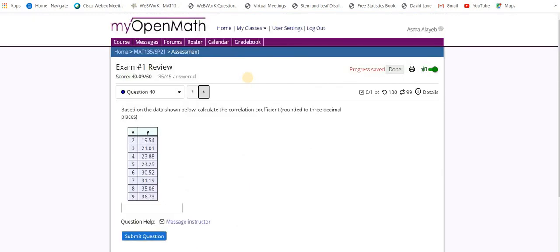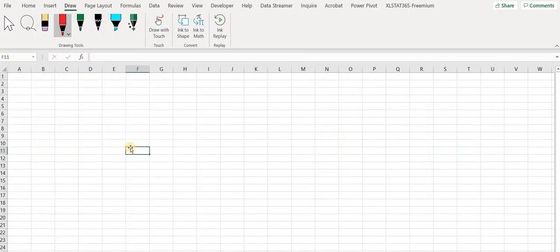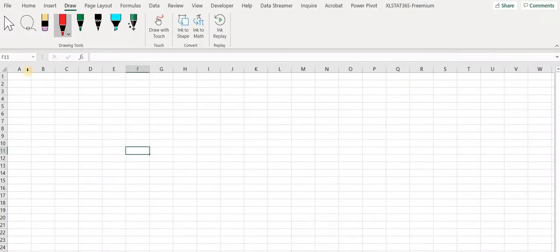The next question, number 40, is basically we want to find the correlation coefficient. So to find the correlation coefficient, we're going to select both the columns and paste that on Excel. So here we go. If that happens to you, that means we need to highlight a little bit more. So we're going to select the row before that, and then we select the entire table, and then go ahead and paste it into an Excel sheet.